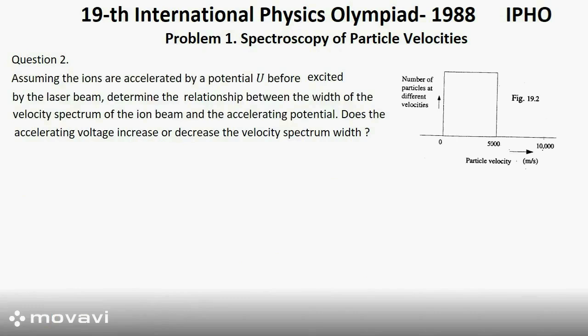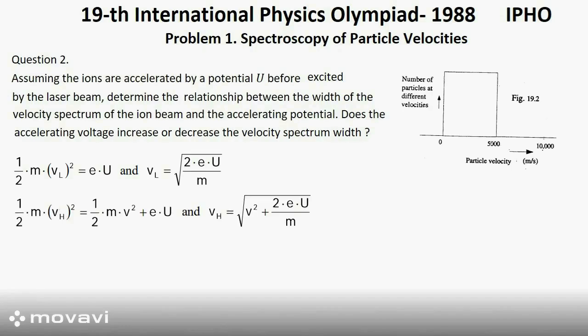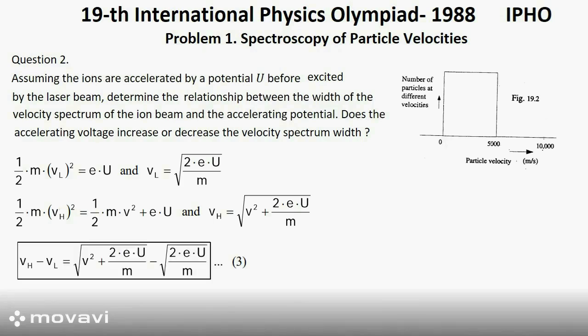Question 2. When acceleration voltage is used, we have the lowest limit of the kinetic energy of ions, 1/2 m v_L squared, which is equal to the charge of the electron, e, multiplied by U, and v_L equals the square root of 2U over m. The highest limit of the kinetic energy of ions is 1/2 m v_H squared, which is equal to 1/2 m v squared plus the charge of the electron e multiplied by U, and v_H equals the square root of v squared plus 2U over m. The spectrum width of the velocity spectrum, v_H minus v_L, equals expression 3.